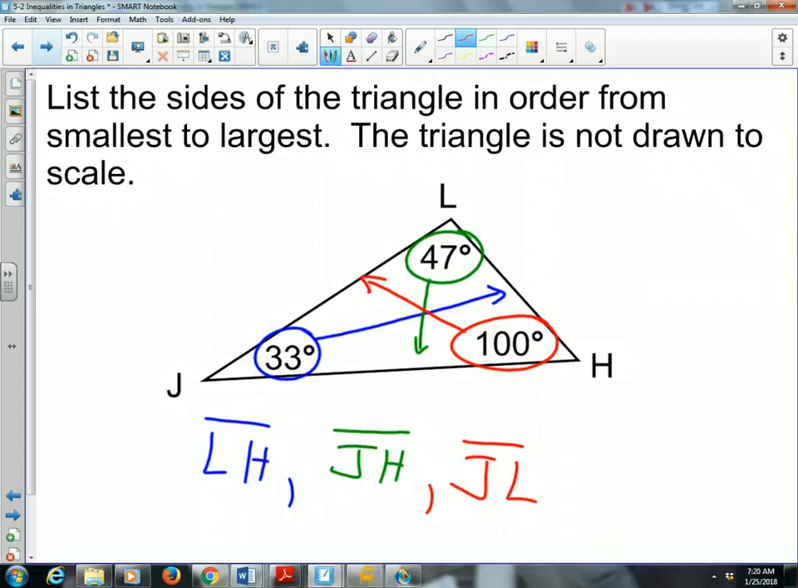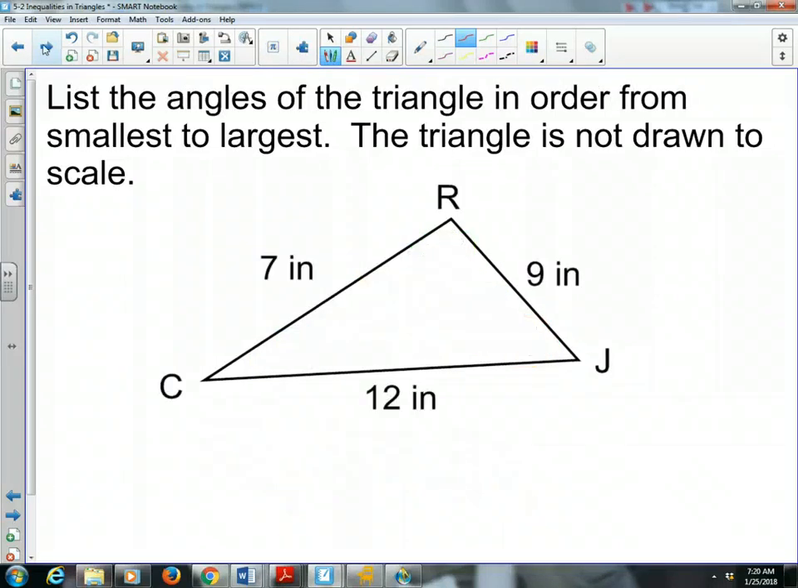Okay? Next one is a very similar problem, just the opposite part of the triangle. Instead of list the sides, we're going to list the angles from smallest to largest. So now we're going to look at the sides. What is the smallest side? Now it's not drawn to scale, so pay attention to the numbers. 7 inches is the smallest side. So opposite that is the smallest angle in degree measure. So angle J, you are the smallest.